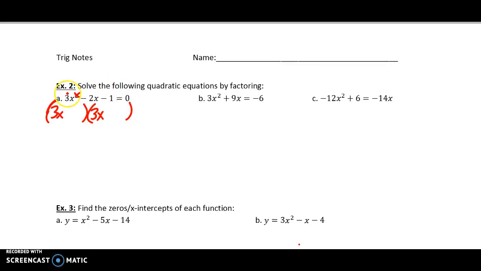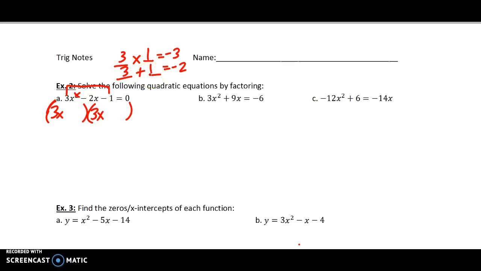Then what you have to do is multiply the first term times the last term. So in this case, 3 times negative 1, which is negative 3. So now I'm looking for two numbers that multiply to negative 3, but they still have to add up to whatever this middle number is, in this case a negative 2. So I think about things that multiply to negative 3. There's not a whole lot that comes to mind. It has to be 3 and 1, right?